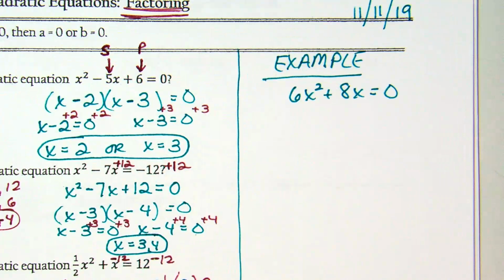Now, same rules. First of all, does my equation equal 0? Okay, by the way, everyone can see what I wrote? 6x squared plus 8x equals 0. Okay. So equation equals 0, yes? My job is to factor. It's all about factoring today. What's the factoring technique here?